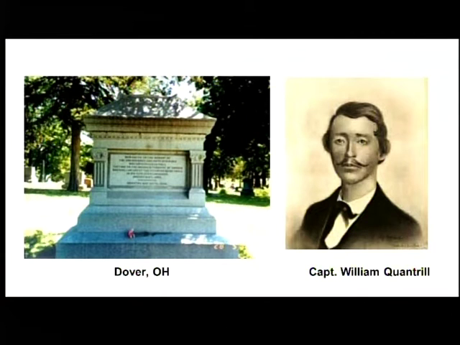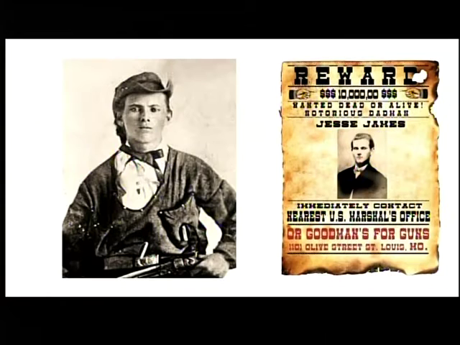Captain William Quantrell. Now, he didn't survive the Civil War. He and his group were in Kentucky, and they were cornered in a barn. They had a shootout, and he was shot in the back, fell off his horse, paralyzed from the waist down. They dragged him into a hospital to try to save him, I guess, and that's how he died. And he's buried where he was originally from in Dover, Ohio. And we'll go to the next slide.